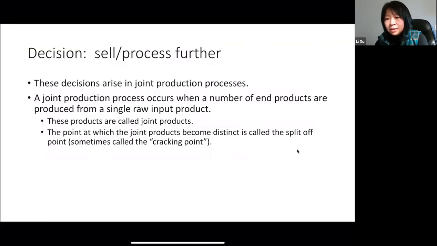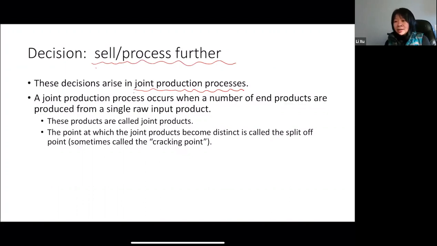All right. So I wanted to talk about the last question in this chapter. It's also a very interesting question. I don't think you have it in the study notes. If you don't have it, it's fine. I know it's in the textbook. This is about, are you going to sell or are you going to process further? You will only have this question when you have something called a joint production process, which means you have multiple stages of production, but you can sell at a certain stage, or you can continue your production to a further process.